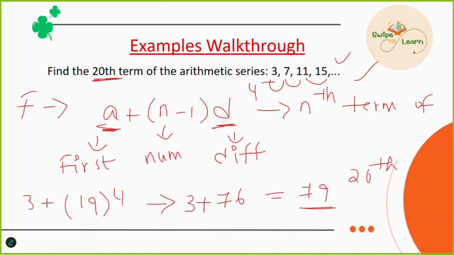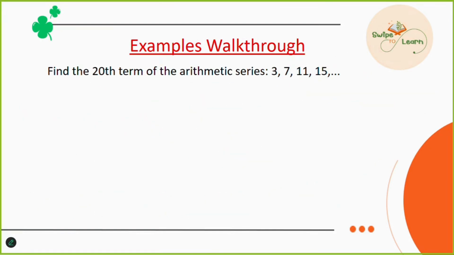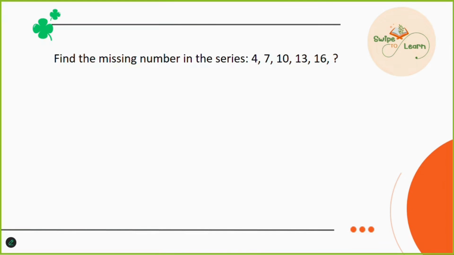So don't simply add 4 to each number. Use this formula instead: a plus n minus 1 into d. This is the formula to calculate the nth term of an arithmetic series. Next, let's move on to the next question.